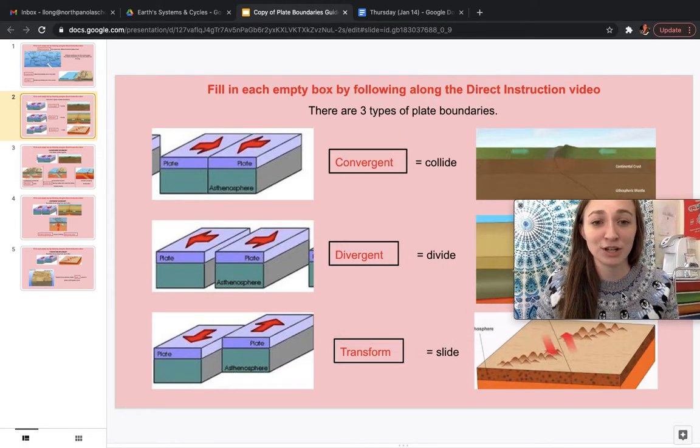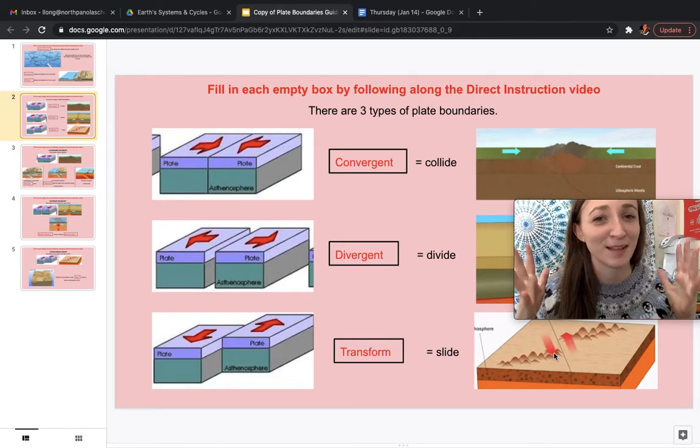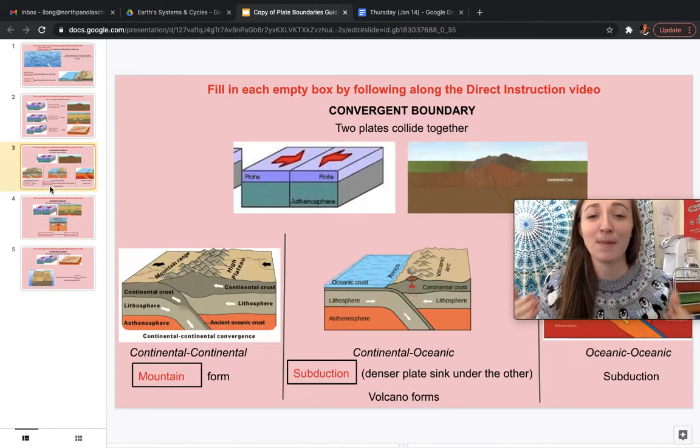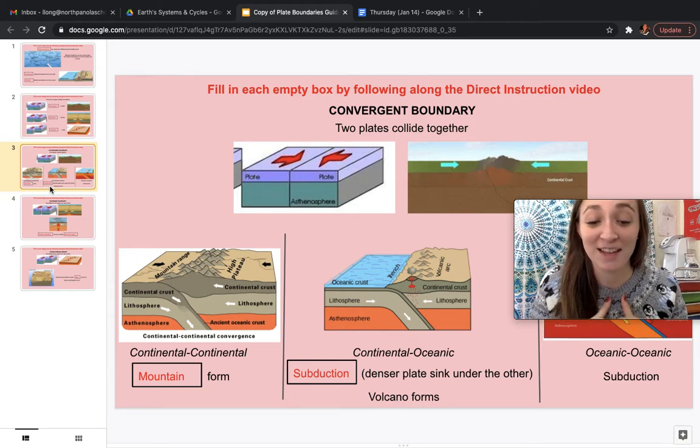Okay, convergent collide, divergent divide, transform slide. That's all you got to remember. And then think about what's actually happening to help you remember which landforms are going to form. Okay, that's it. Hit me up if you have any questions.